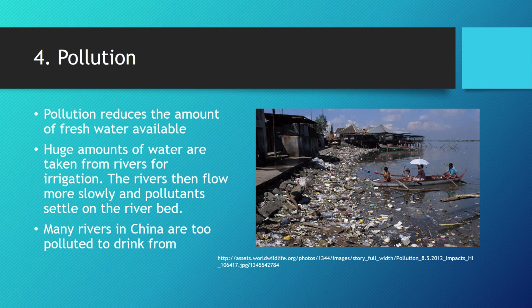The final reason why fresh water is scarce is due to pollution. Have a look at the picture on the right there. Obviously that water is very polluted. That reduces the amount of fresh water available. Also, taking lots of water out of rivers for irrigation, so for watering plants, you end up with less water in the river, it starts to flow more slowly, and then you've got the pollutants settling on the riverbed, and we saw that in the Aral Sea examples that we've looked at this week. A lot of the rivers around the world, particularly in China, are too polluted to drink from, so people in those areas don't have much fresh water.